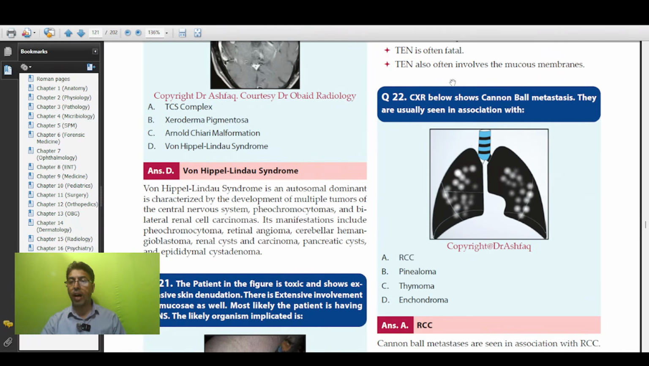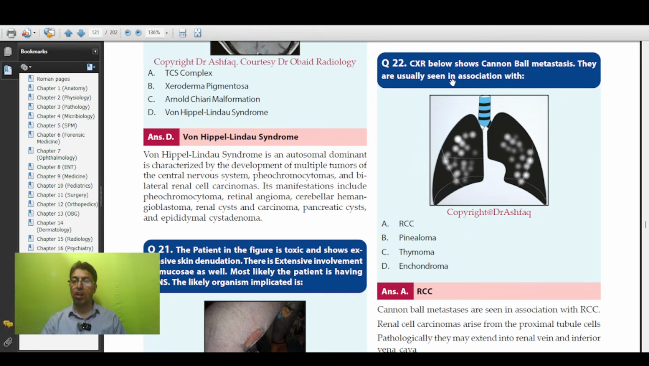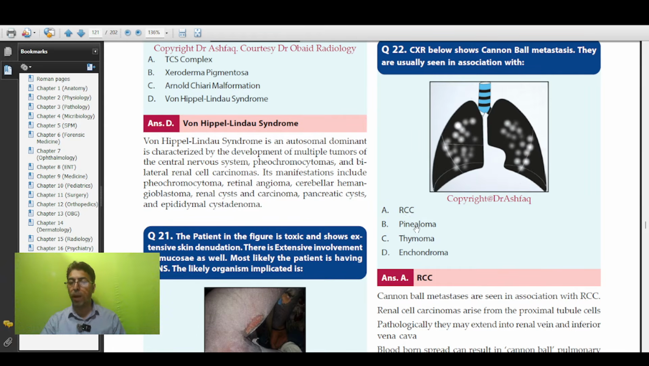Now, going to the other question, the CXR stands for chest X-ray, basically chest radiograph. Below shows cannonball metastasis. So you are seeing over here what has been illustrated as cannonball metastasis in the question itself. They are usually seen in association with... So the patient has cannonball metastasis within the lungs, and you have to answer the question in the form of association. Again, the importance of association in many clinical questions as far as medicine is concerned. RCC means renal cell carcinoma, pinealoma, thymoma, and enchondroma.